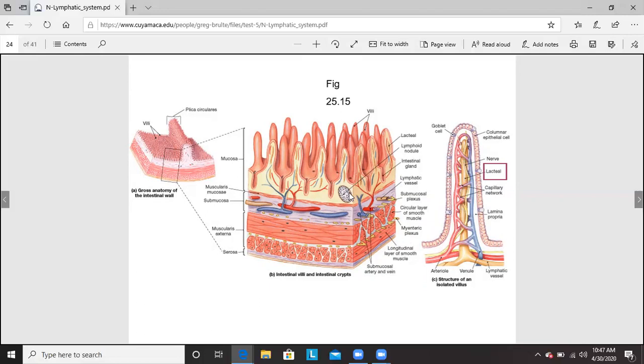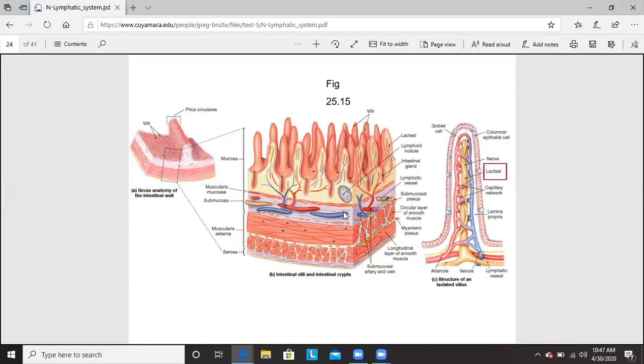Remember Peyer's patch? It's basically just a lymphoid nodule. So I can't count you wrong if you say lymphoid nodule. But the old name is Peyer's patch. And I think they drew this one a little wrong. They drew it way up here in the lamina propria. I think they're normally more down towards the submucosa down here. But don't stress on that.